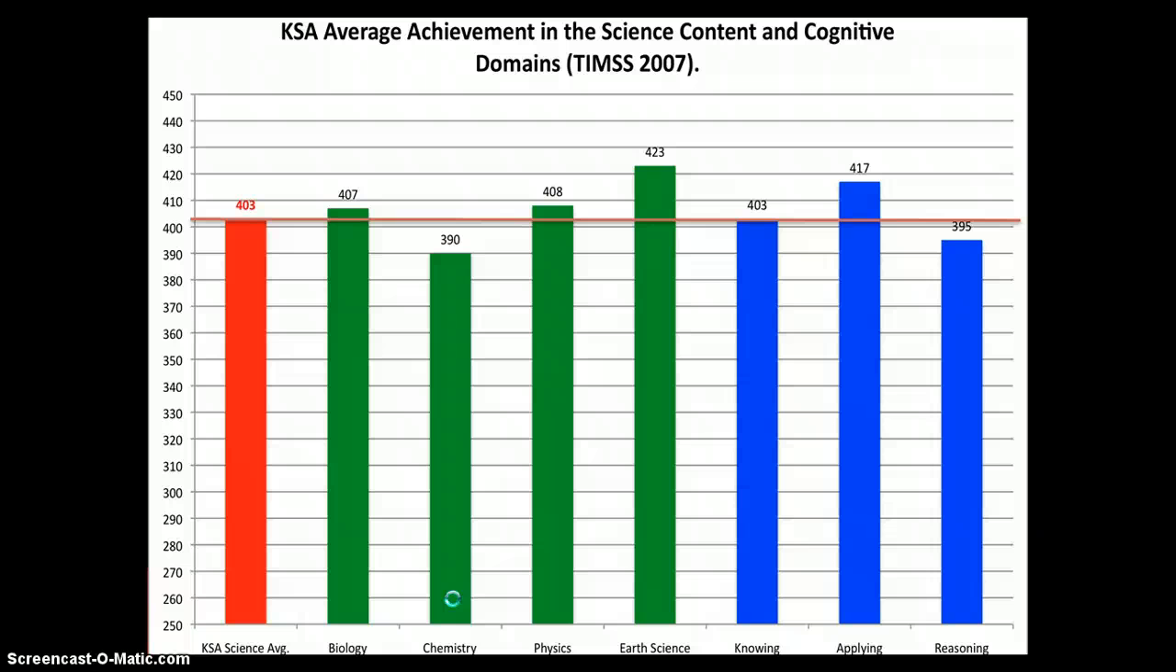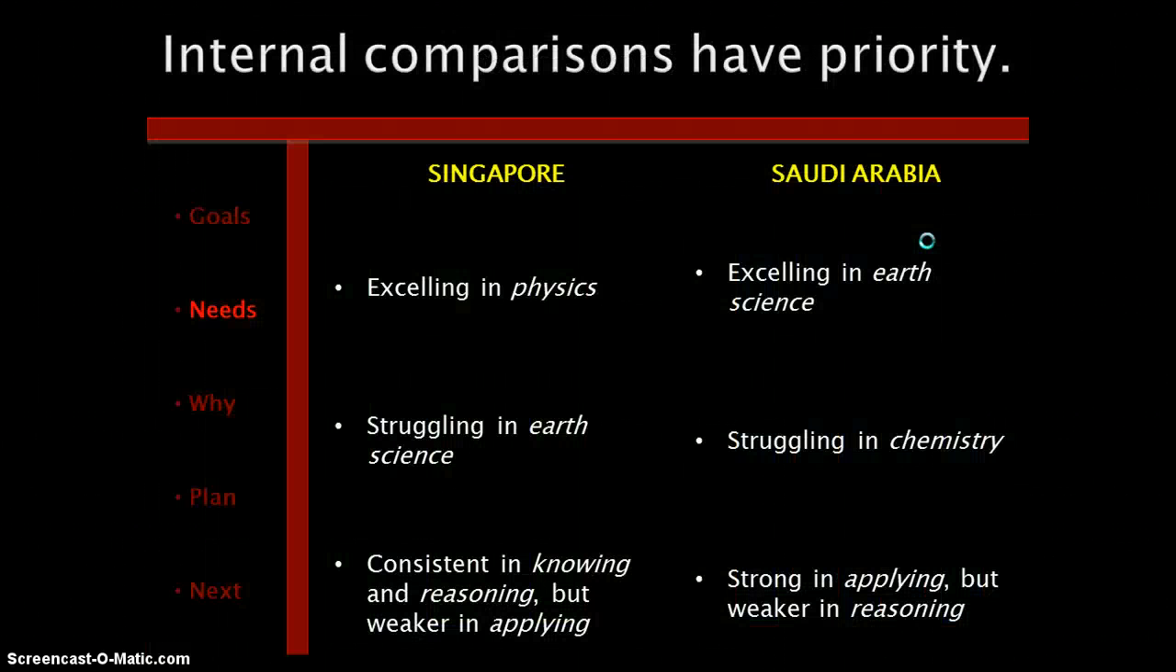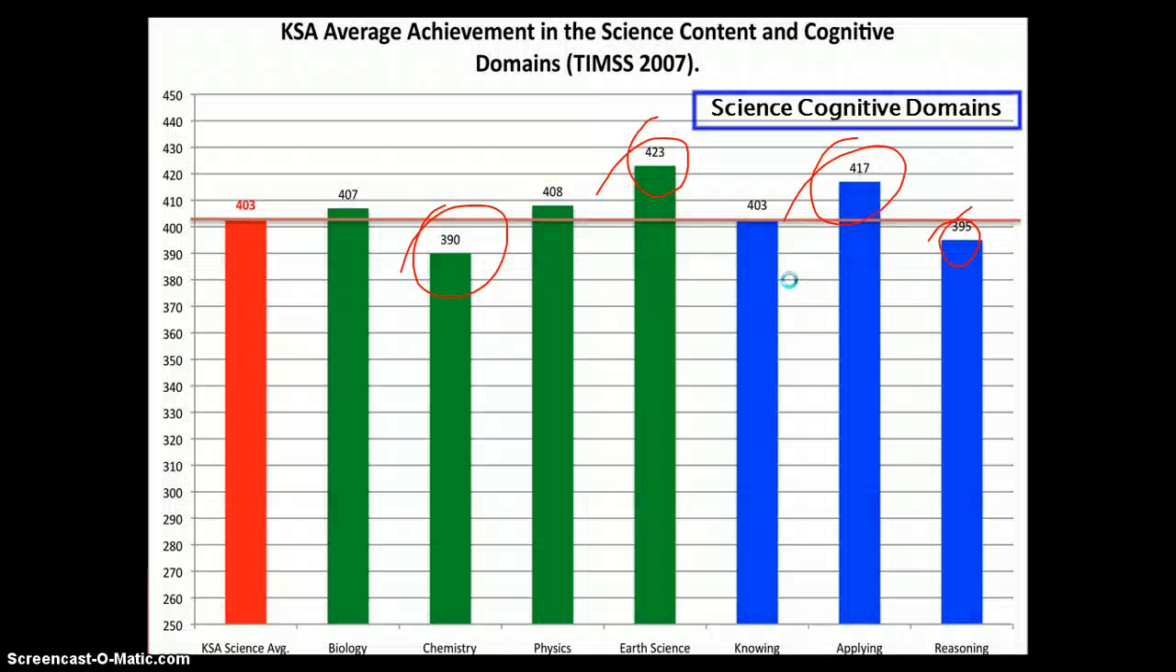If we look at Saudi Arabia, again, we've got their average score, which actually isn't too bad. We've got our comparison bar, and we look at the science content and cognitive domains. Doing quite well in earth science, struggling in chemistry, high above their own average in applying, lowest in reasoning. It tells us again, internal comparison should have priority. We have different things going on here. But knowing these internal comparisons gives us a way to start to improve.